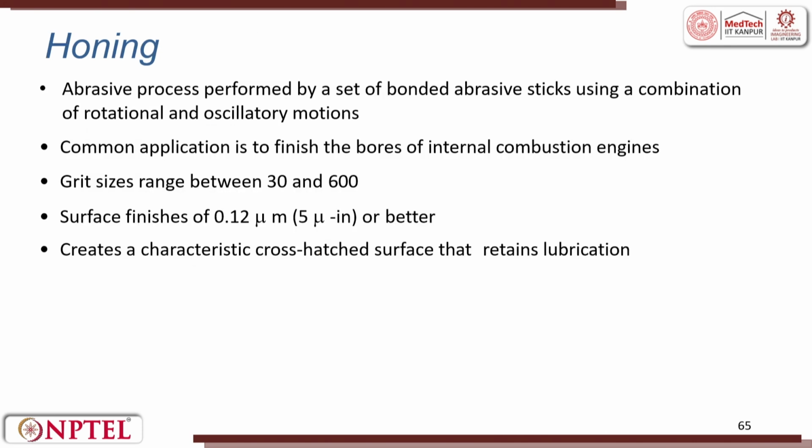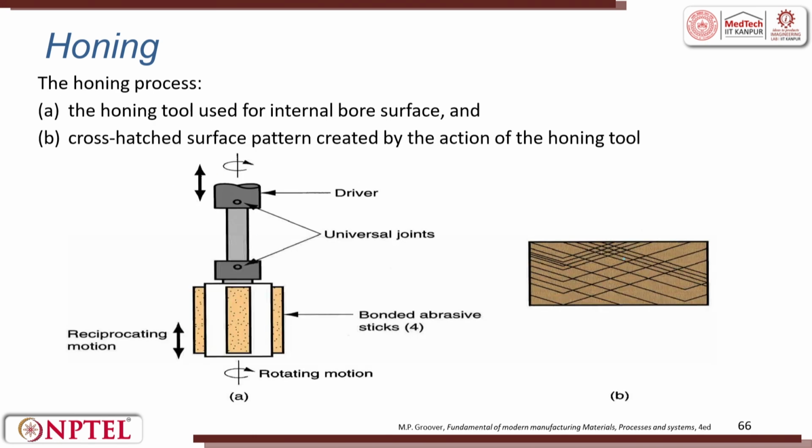From the grinding, there are some small extrapolations of grinding. Honing is an operation wherein the grinding wheel, whatever I said, is converted into an abrasive stick. These abrasive sticks are placed peripheral to the tool. The tool rotates and reciprocates, and as and when it rotates and reciprocates, it also expands.